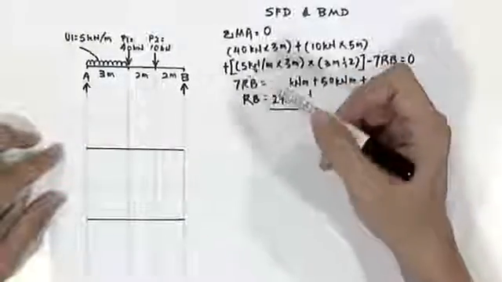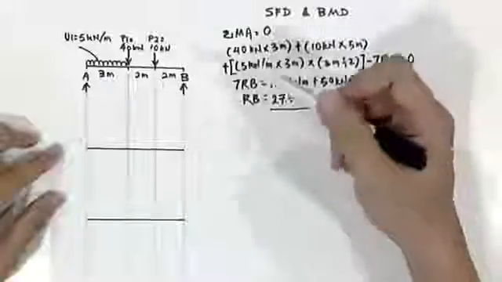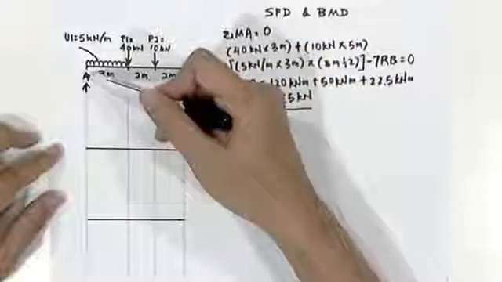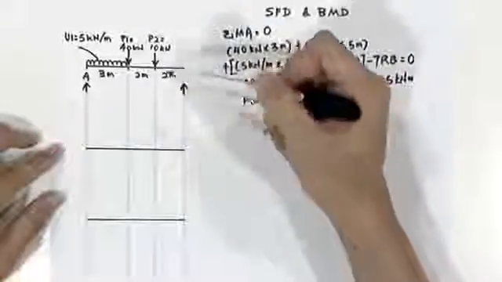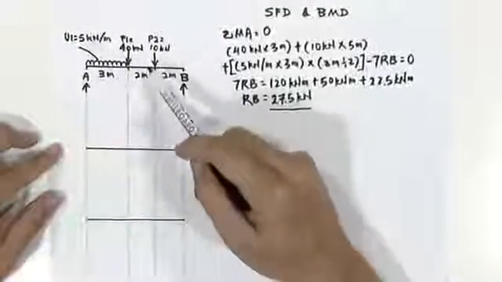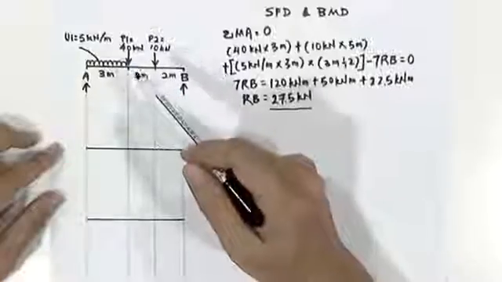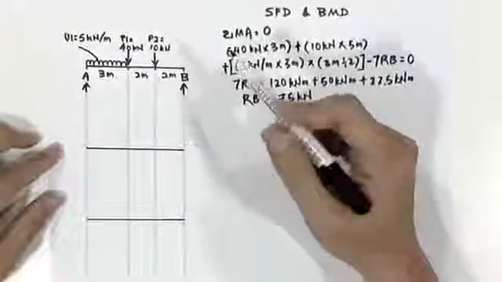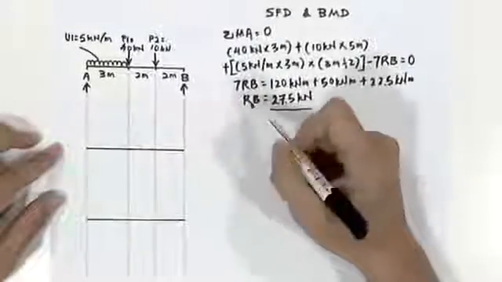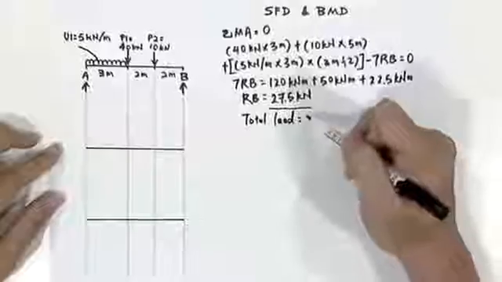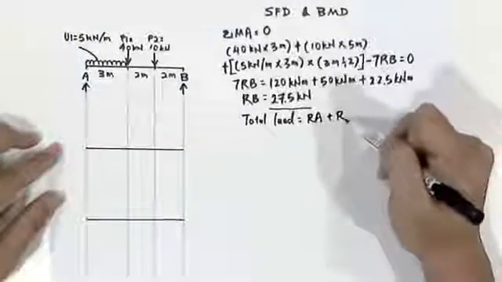Based on the equilibrium theory, we know that whatever load that is acting on the beam will be counter-reacted by the reaction force from support A and B. Therefore, the total imposed load on this particular beam is equal to the reaction force A plus reaction force B. Therefore we know that total load equals to RA plus RB.